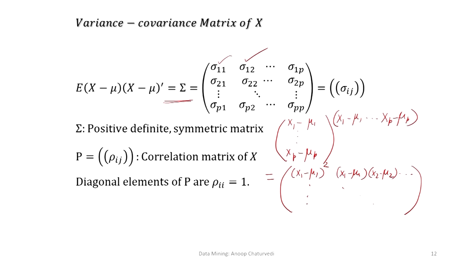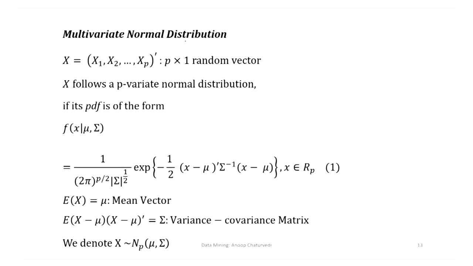Similarly, we may define the correlation matrix of x. Say the correlation matrix of x denoted by capital rho has the ijth element equal to rho ij. Obviously, the diagonal elements are equal to 1, because corresponding to diagonal elements, you get correlation coefficient equal to 1. Now, we consider the multivariate normal distribution.